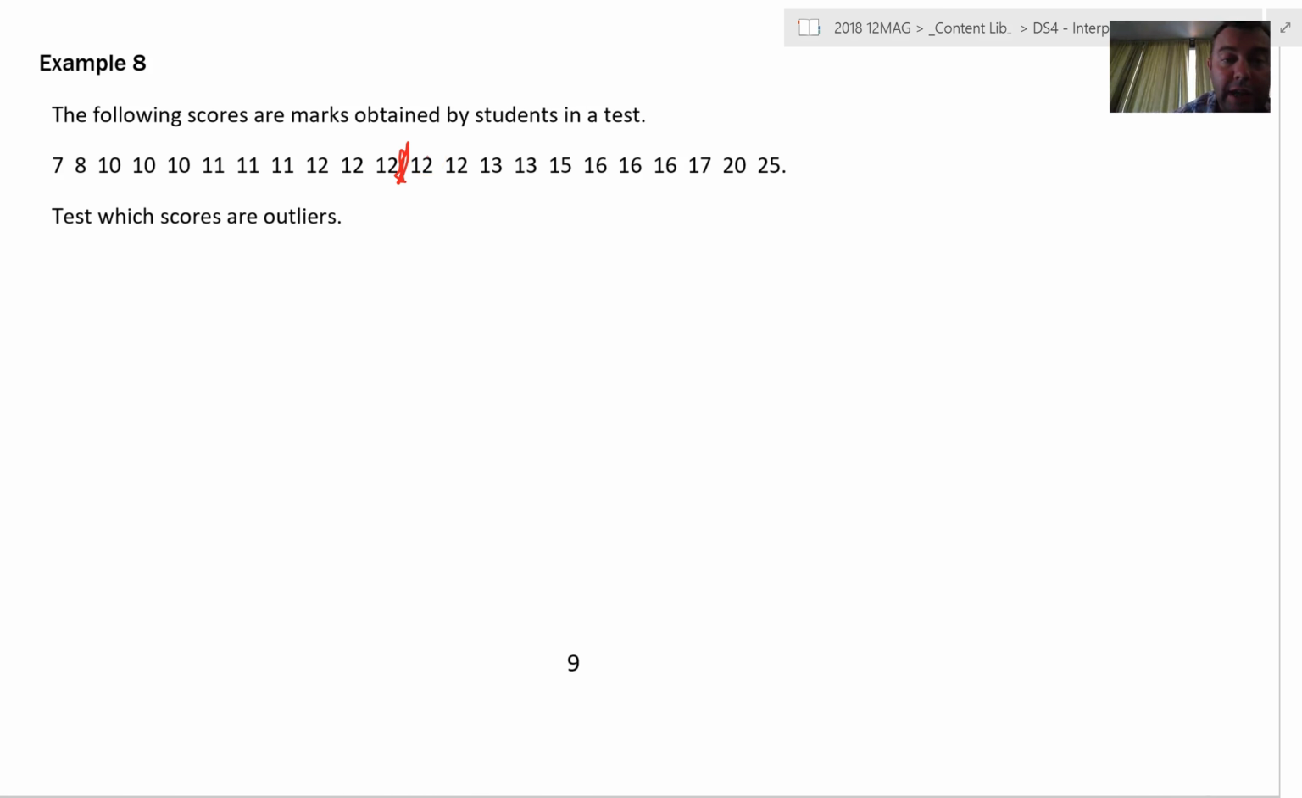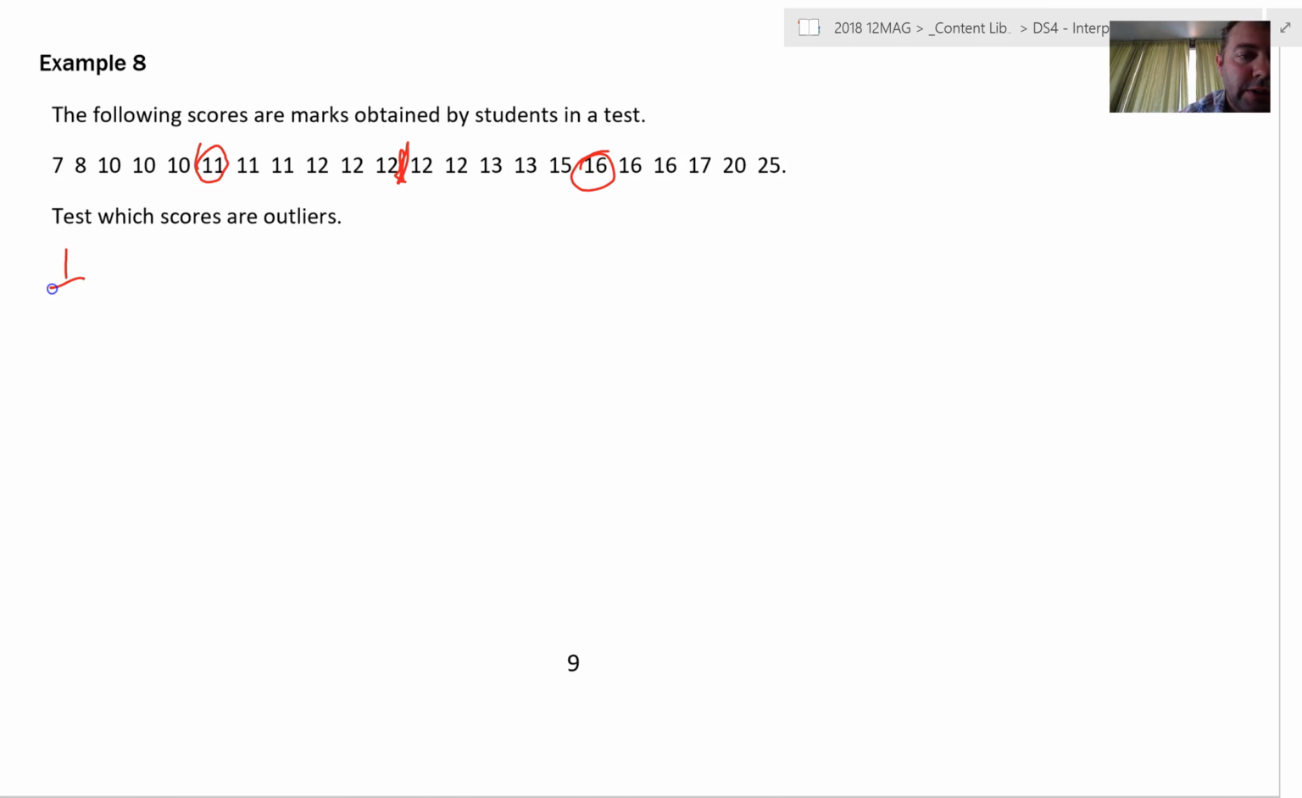Median is 12. Now, out of this group of 11, I'm going to put it into two groups of 5. 1, 2, 3, 4, 5. I'm going to take this one out. 1, 2, 3, 4, 5. Take that one out. 1, 2, 3, 4, 5. Okay, so you can see there, I have 4 groups of 5. They are my 4 quartiles. Also, this is Q1. This is Q3.